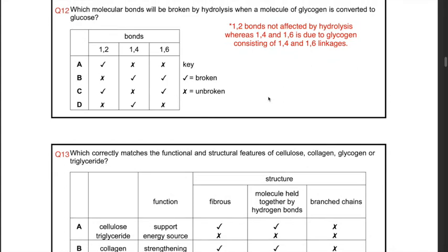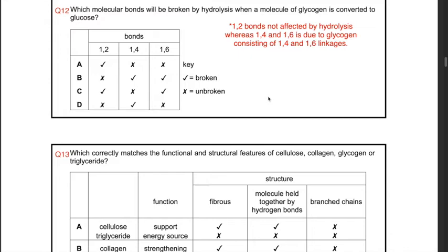Question 12. Which molecular bonds will be broken by hydrolysis when a molecule of glycogen is converted to glucose? 1,2 bonds are not affected by hydrolysis at all. It's only 1,4 and 1,6 because glycogen has 1,4 and 1,6 linkages. Therefore, only 1,4 and 1,6 linkages will be affected by hydrolysis, not 1,2.